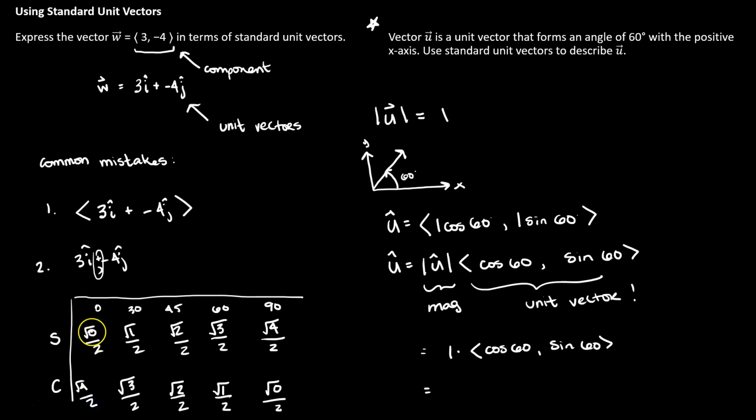For example, the square root of 0 is 0. 0 divided by 2 is 0. Square root of 1 is just 1, so I could write this one as 1/2. Root 2 over 2, that's as simple as it gets. Same for root 3 over 2. Root 4 over 2, that's like 2 divided by 2, or 1. And I can do the same thing in these bottom rows.